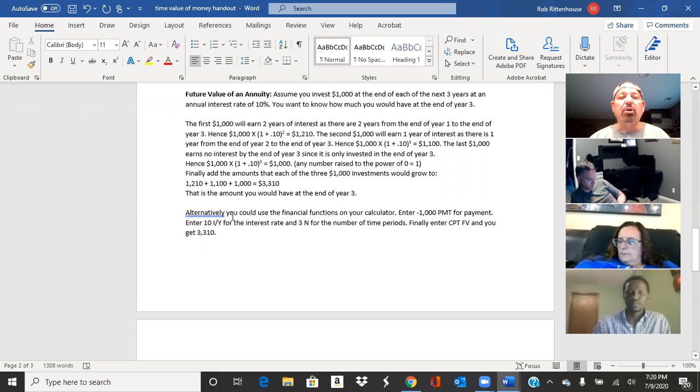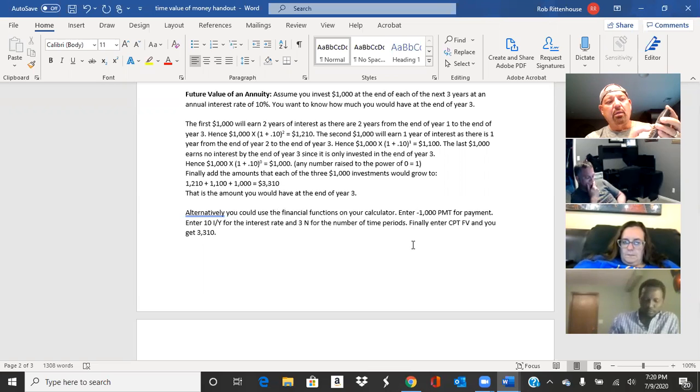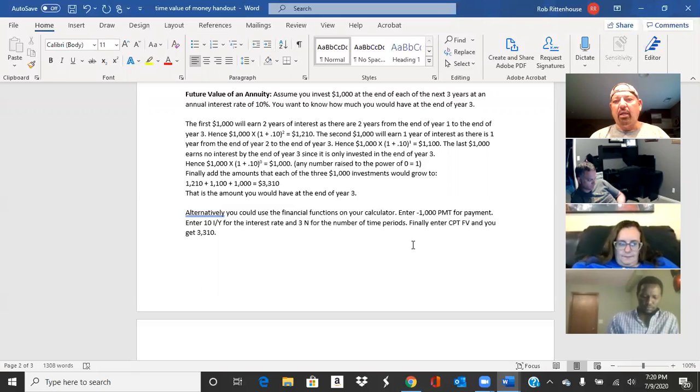Now, alternatively, you could use the financial functions on your calculator. So again, let's clear out the calculator. Go second, clear time value of money. Second, clear work, and then hit clear again. Okay? Now, put in 1,000, hit the plus minus to make it a negative, and hit the payment key. Okay, because you're investing 1,000 or paying it out each year. That's why we make it a negative.